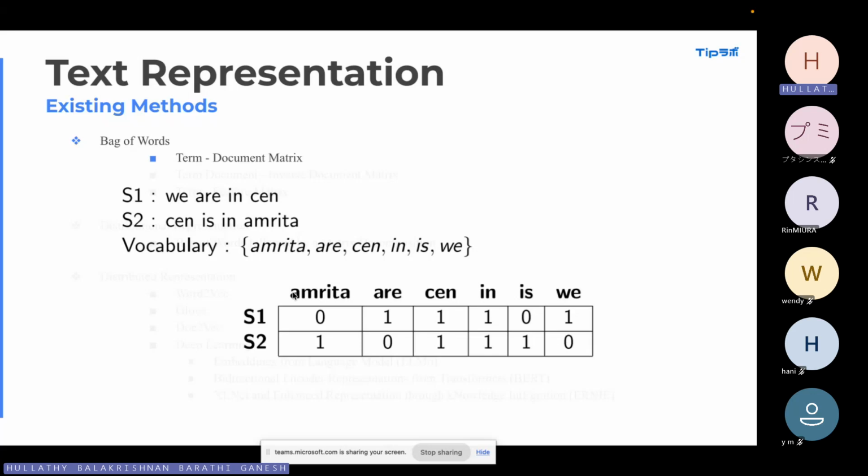And a further thing is, if you look at the dimension of the matrix. Yes, any questions? Anyone?